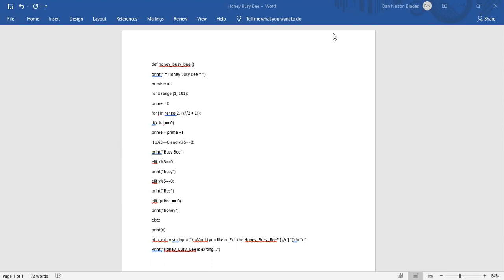Exit is equal to string input: Would you like to exit the Honey BCB? Print Honey BCB is exiting.